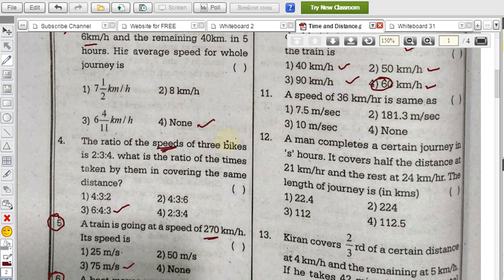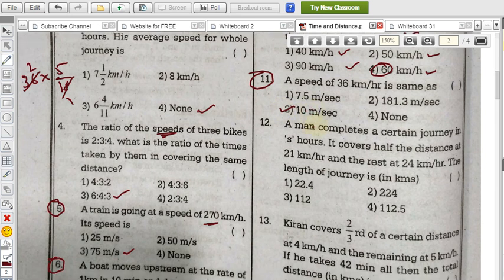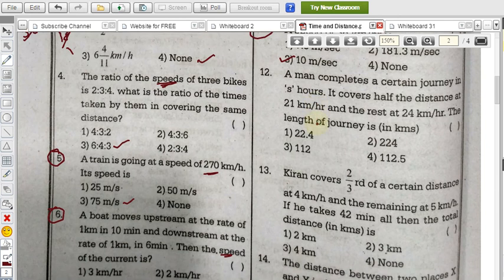Similarly, we can do the rest of the sums. The speed of 36 kilometers per hour is the same as, options are in meters per second, so you have to convert into meters per second. You write 36 and multiply by 5 by 18. 18 ones are 18, twos, 5 twos are 10. So 10 meters per second. If you remember the points I gave at the start, you can cover all these problems the easy way.